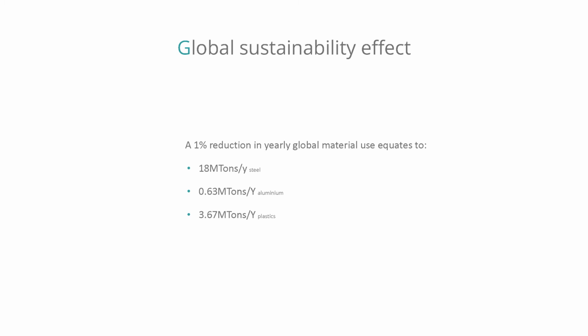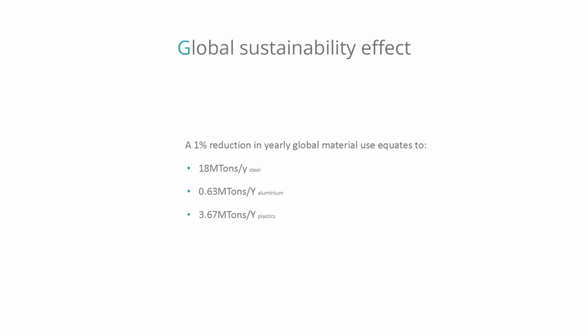So I invite you now to join me for a thought experiment. Imagine if we were able to reduce the weight of everything produced in 2024 by 1%. And I think you can agree that 1% is not some unachievable number. On the contrary, then what could be the impact? Here are some numbers to give you an indication. 1% is 18 million tons of steel, 0.63 million tons of aluminium, or 3.67 million tons of plastic.